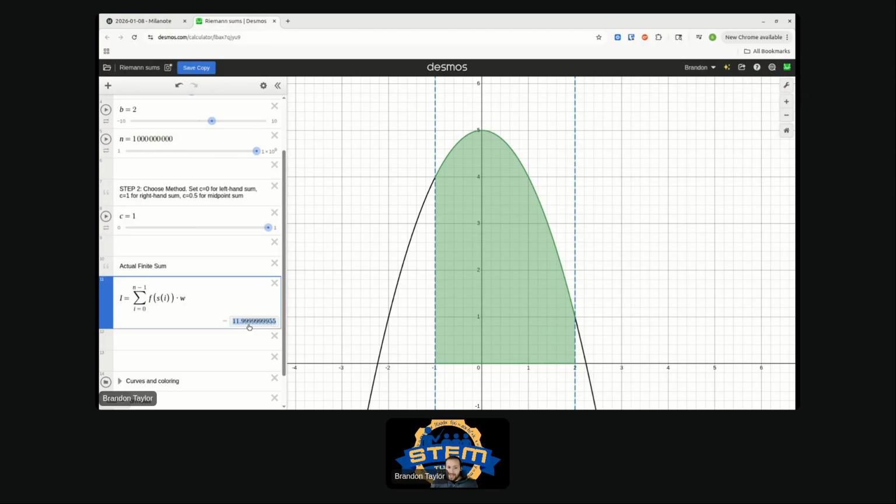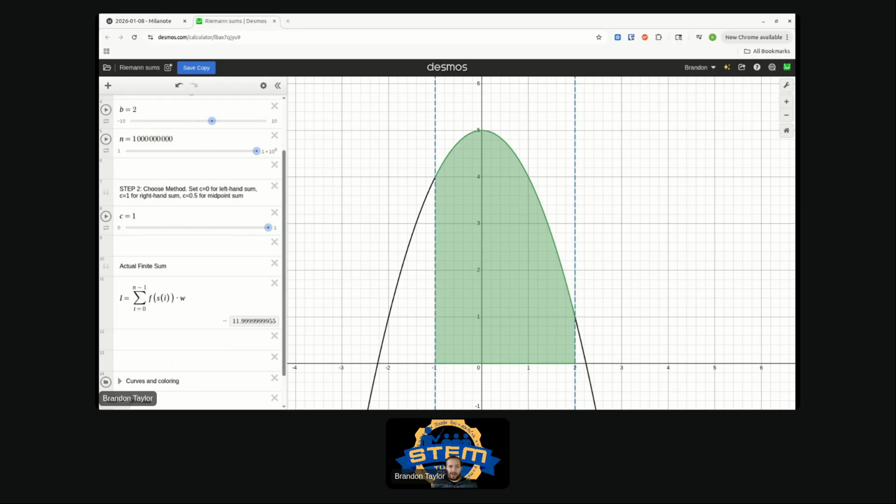But here's the key. We can tell just by looking at it that it is getting infinitely close to 12. The one in the middle, the midpoint, is really close to 12. The left is very, very slightly above it. The right Riemann sum is very, very slightly below it, 11.99. So no matter which approximation you use, they're all obviously approaching 12. Again, that's where the word approach comes in. We've talked about that before.